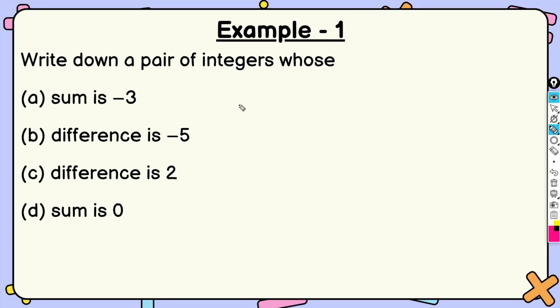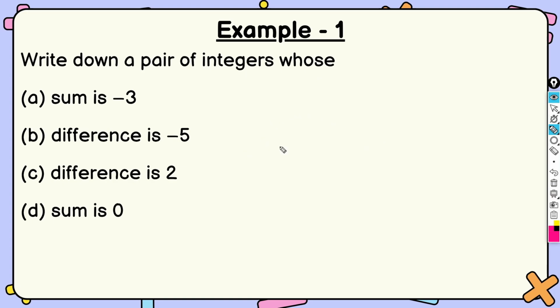Example. This example is taken from the NCERT book. Write down a pair of integers whose sum is minus 3. The sum of two numbers should be equal to minus 3. Let us take any integer, let it be 4. So 4 plus minus 7 will be minus 3. So 4 and minus 7 are the integers whose sum is equal to minus 3. Similarly, you can take any number, like let us take 8 plus blank is minus 3. So minus 11. So 8 and minus 11 are also integers.